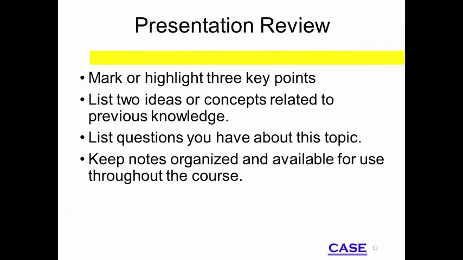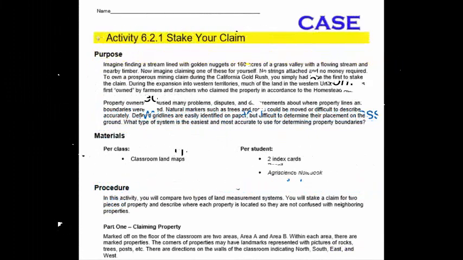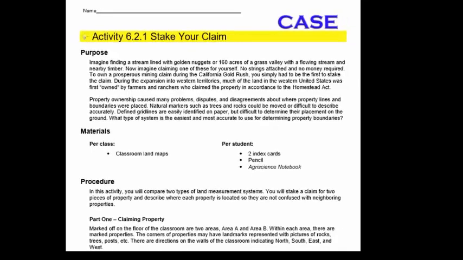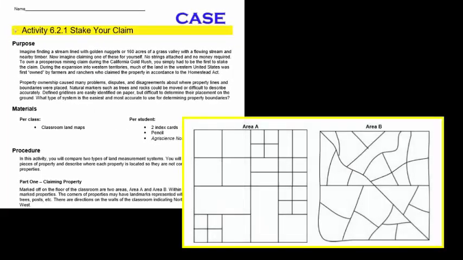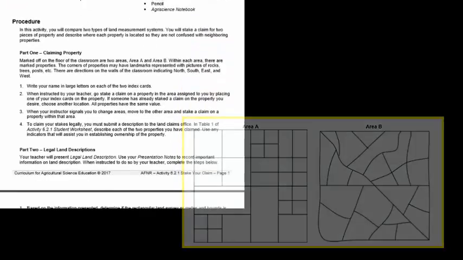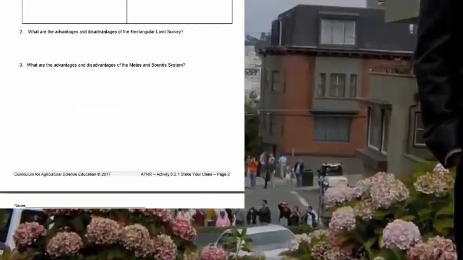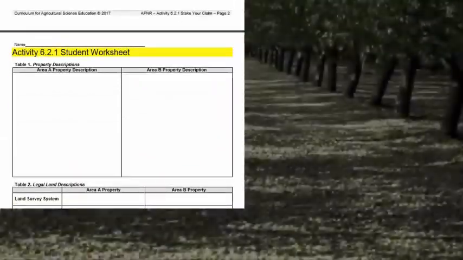Keep any notes you have from this presentation, organized and available for use throughout the course. You will apply this information to Part 2 of Stake Your Claim. You will determine which type of description system to use for both parcels you chose in Part 1, and then attempt to describe both parcels. You should know more about how property is legally defined and recorded based upon a standardized regulatory system.